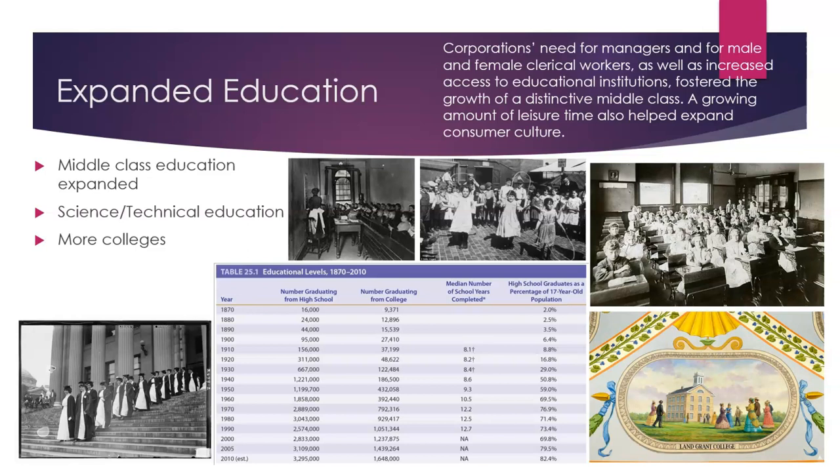The market revolution of the 1830s and 40s, and again with the Industrial Revolution during the Gilded Age, had changed the relationship between business owners and workers. As businesses grew larger and more complex, owners became increasingly separated from their workers, creating the need for managers and clerical workers to form a middle layer between labor and owners. This, in turn, expanded what had been a relatively small middle class.